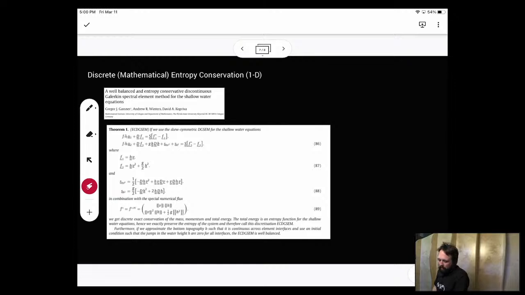It turns out to be incredibly important. And this is a lot of material to try to cover in a whiteboarding session. So what I would like to suggest is that if you're interested in this material, check out this paper from Gregor Gassner, Andrew Winters, and David Kopriva, where they walk through a lot of this material.